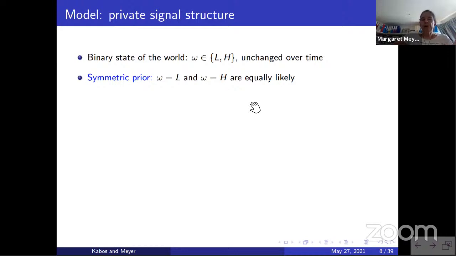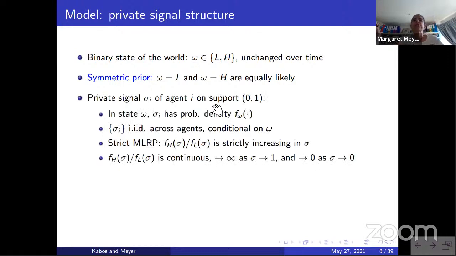There's a symmetric prior shared by all agents over this state of the world, so low and high are equally likely. Each agent, before acting, observes a private signal, sigma I, whose support is the open interval 0, 1. In state omega, sigma I has a probability density F sub omega. The private signals are IID across agents, conditional on the state. We assume strict monotone likelihood ratio property, so this likelihood ratio is strictly increasing in sigma.